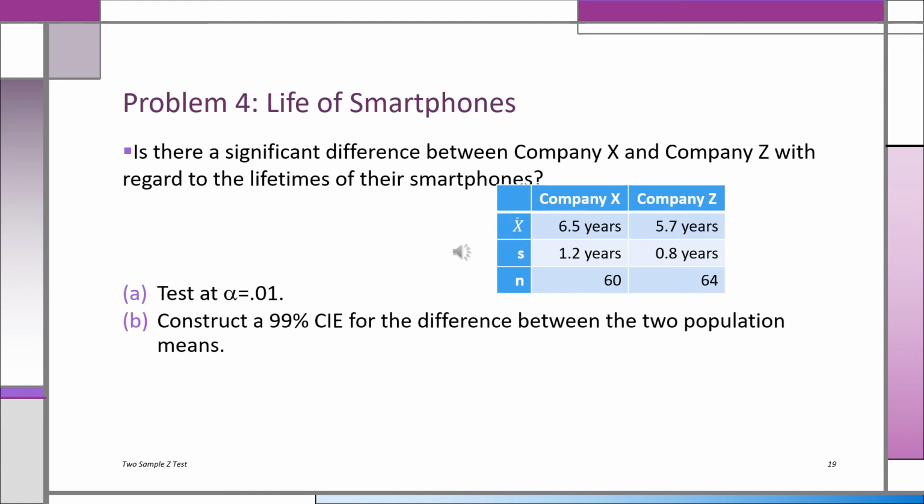In this problem, we're studying the lifetimes of smartphones produced by company X and by company Z. We took a sample of 60 phones from company X and a sample of 64 phones from company Z, and we found an average lifetime of 6.5 years in company X's phones, 5.7 years in company Z's phones, with respective standard deviations of 1.2 years and 0.8 years. We want to test to see if there is really a significant difference between these two companies' phones, and we're going to be testing at an alpha of 0.01.